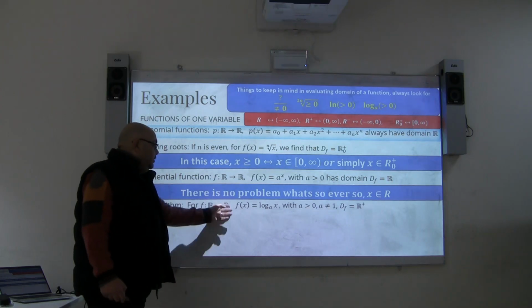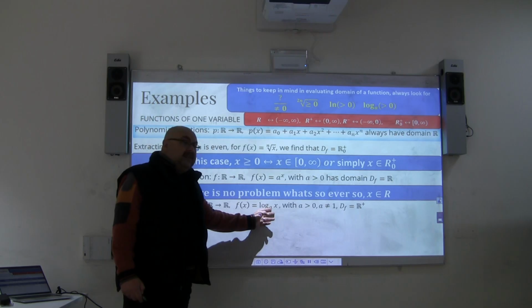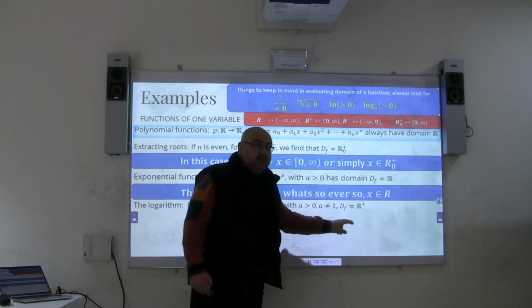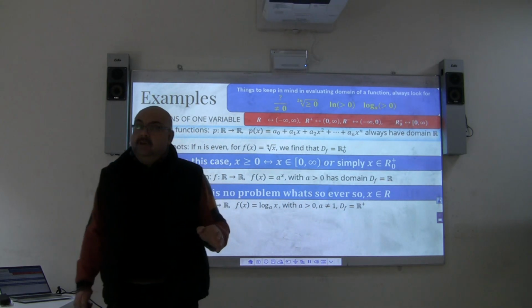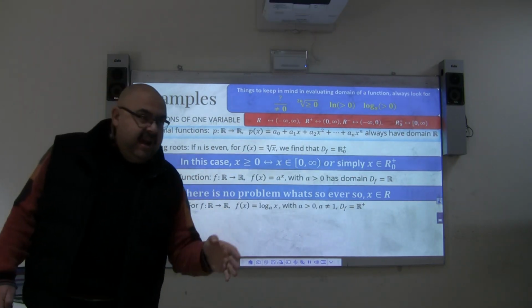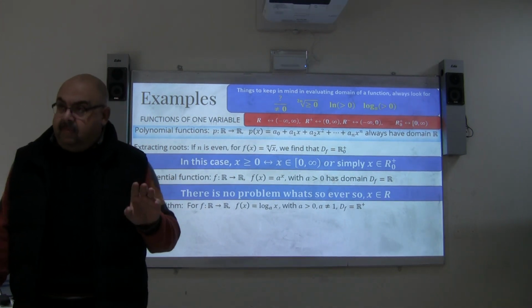If you have a logarithmic function, log x for base a, I want you to keep in mind that a doesn't equal 1, and the domain in such a case is R positive. So the domain for the logarithmic function, log of whatever to base a, is exactly like ln, of course. But ln is a special case of the log, if you remember.